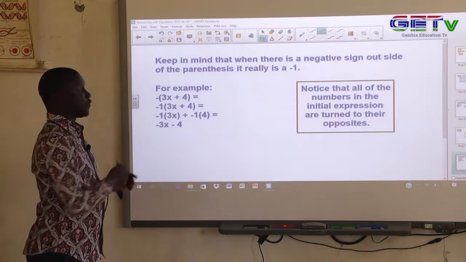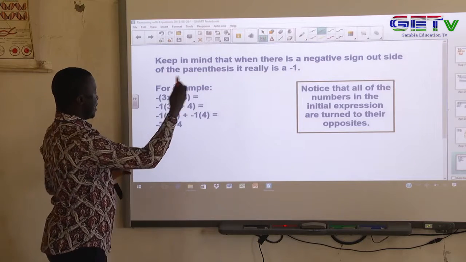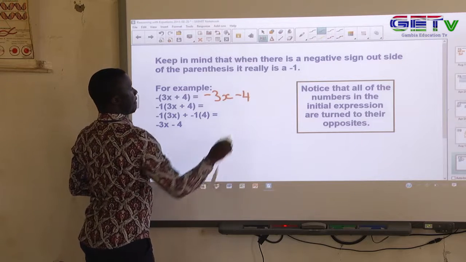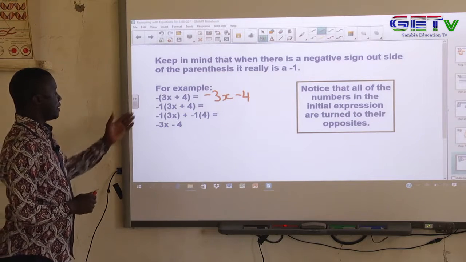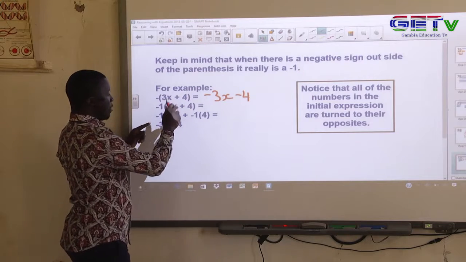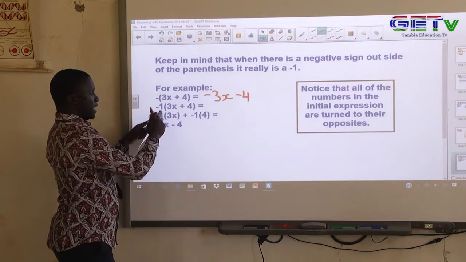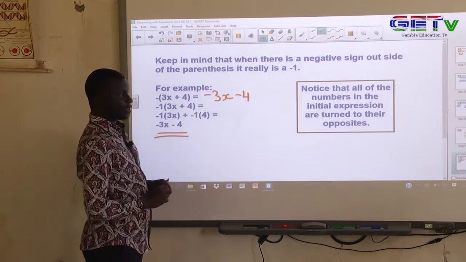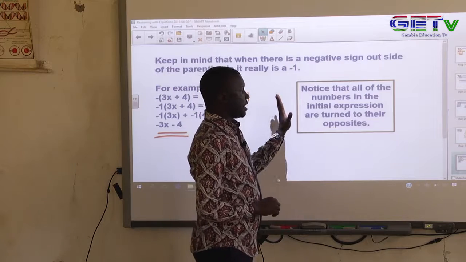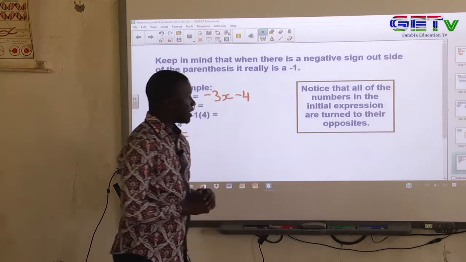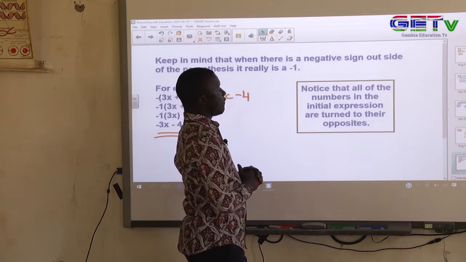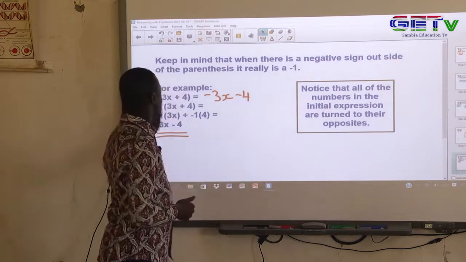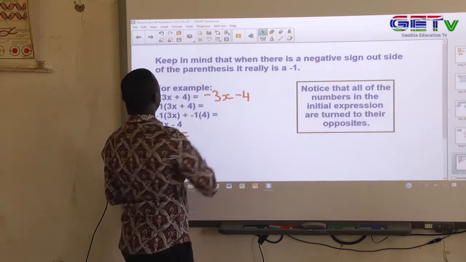Negative into 3x plus 4 equals, let us expand this. This is negative 3x minus 4. So this is negative 1 times 3x plus 4, negative 1 times 3x plus negative 1 times 4, and obviously it gives us this as our answer. Notice that all of the numbers in the initial expression are turned to their opposite numbers because of the negative sign that is outside.